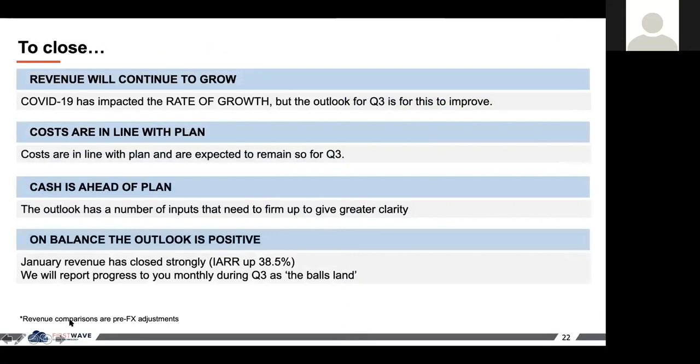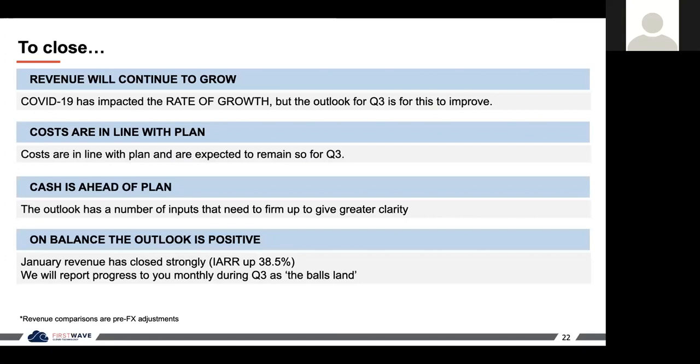Revenue is growing. International revenue is growing fast. The rate of growth has been lower than projected, but the outlook for Q3 is for this to improve. The reality is, as we've said, that we face a macro environment that is directly impacting the timing and extent of the realization of these opportunities, but the revenue is growing.